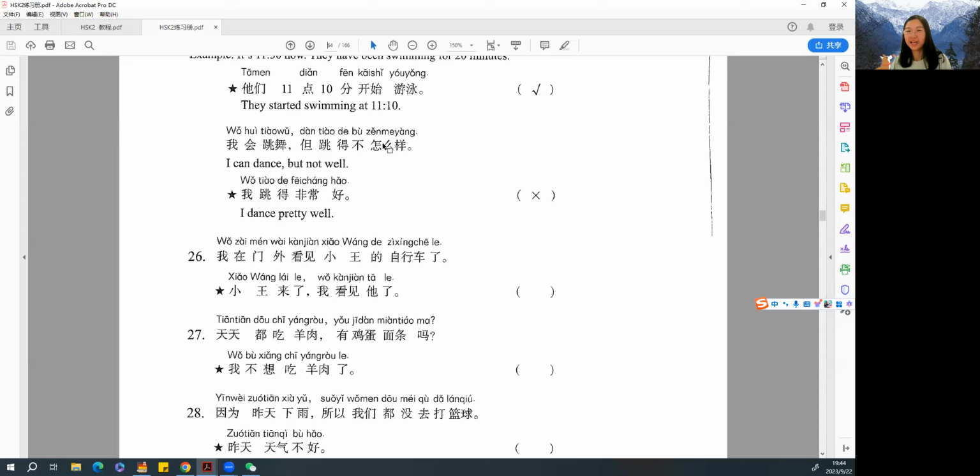不怎么样. And if it's good, you cannot just remove 不 and say 怎么样, because 怎么样 is a question symbol. Only in such a situation, together as 不怎么样, 不 and 怎么样 are used as an adjective expressing not good, not well. So here it is: I can dance but not well. And then B said 我跳得非常好. So these two are totally opposite, right? So this is not correct.